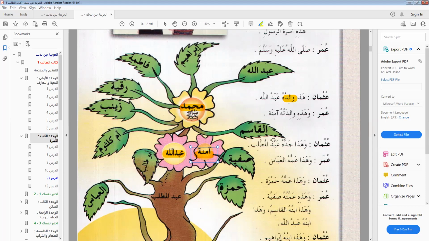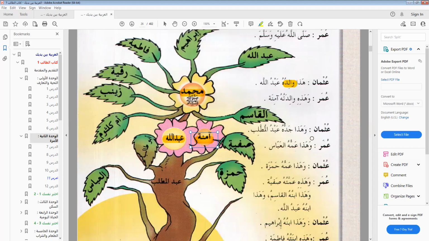We've seen Aminah. When we hear Aminah, the correct pronunciation is actually Aminah. Then we have Uthman. Wa hadha jadduhu Abdul Muttalib. This is his grandfather, Abdul Muttalib. Grandfather is jaddun, that's another vocabulary. That is Abdul Muttalib, the grandfather here at the stem. Wa hadha ammuhu al-Abbas. Ammu is uncle.